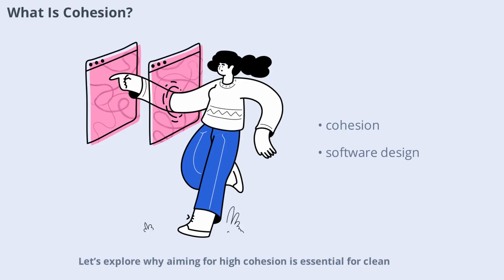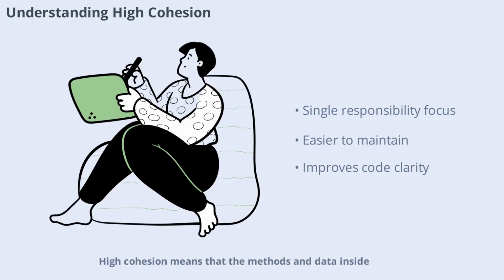Let's explore why aiming for high cohesion is essential for clean, maintainable code, and how it fits into the bigger picture of software architecture. High cohesion means that the methods and data inside a class or module are all focused on a single, well-defined responsibility. Imagine opening a class and finding that every function and variable serves the same purpose. This makes the code much easier to understand and maintain. High cohesion is like having a toolbox where every tool is meant for the same job. No confusion, just clarity.